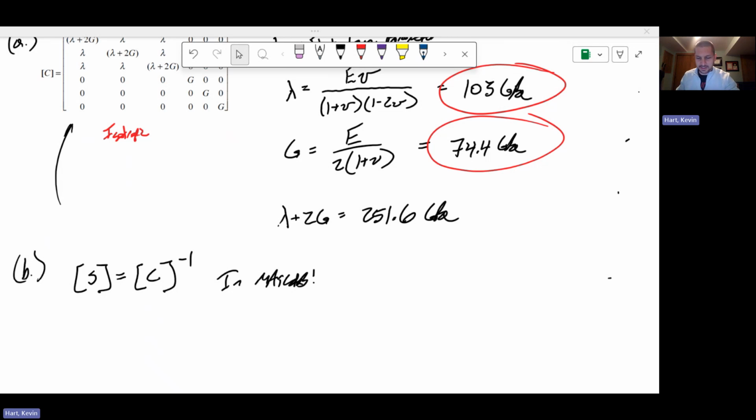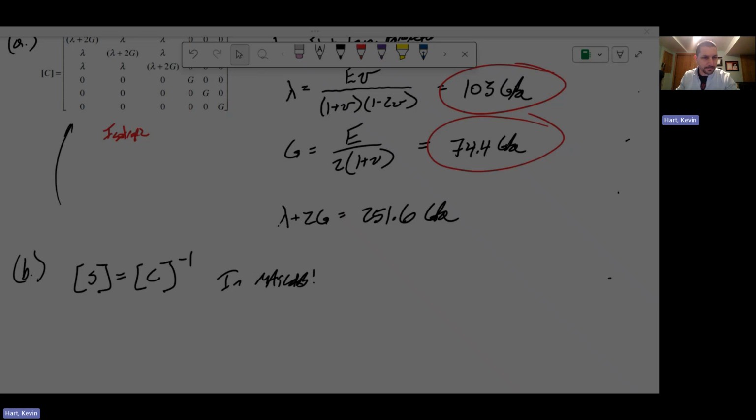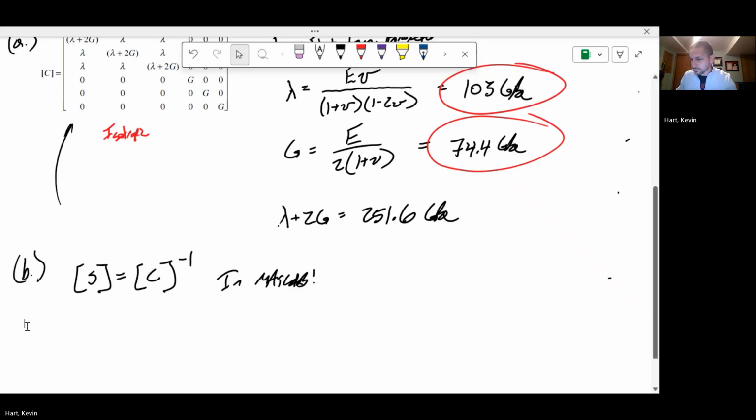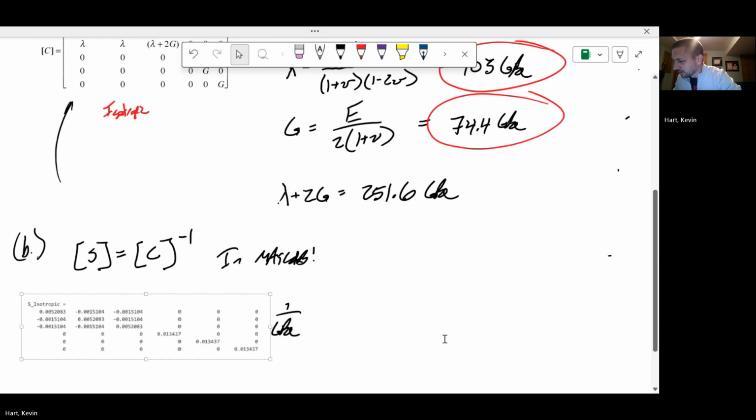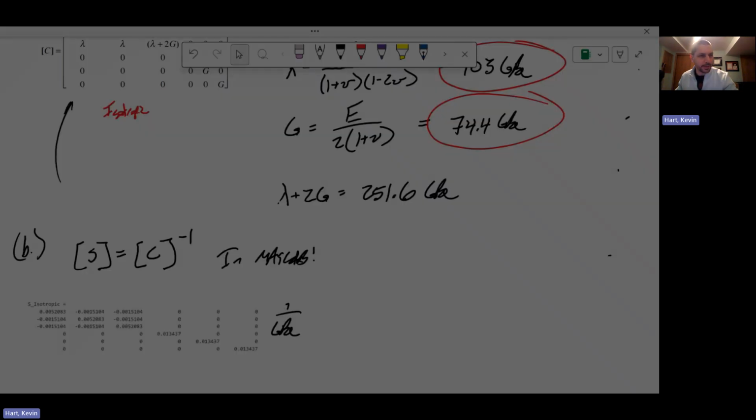Here would be your isotropic compliance matrix if you really want to check yourself. The units here are going to be 1 over GPa. Maybe I'll make it a little bit larger. There you go. So that's the 6x6 isotropic compliance matrix. We see some negative entries there. That's perfectly fine, but that's ultimately what it's going to look like. I guess I could put in the stiffness matrix here too for part A if you really want to check yourself.